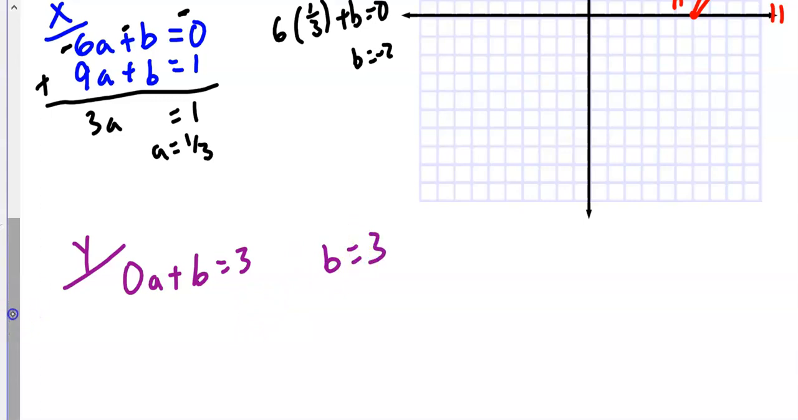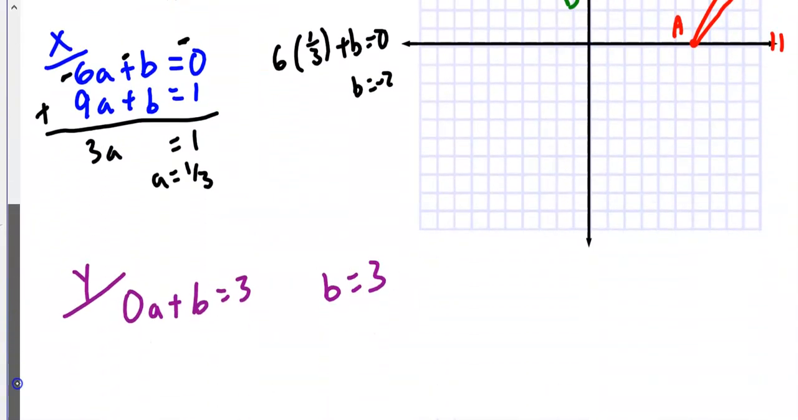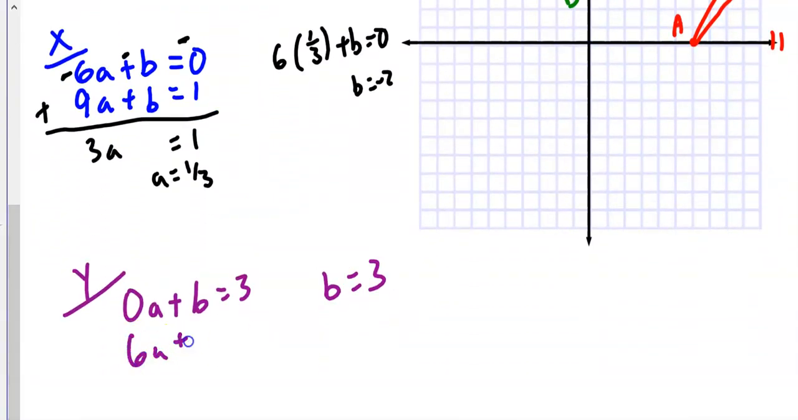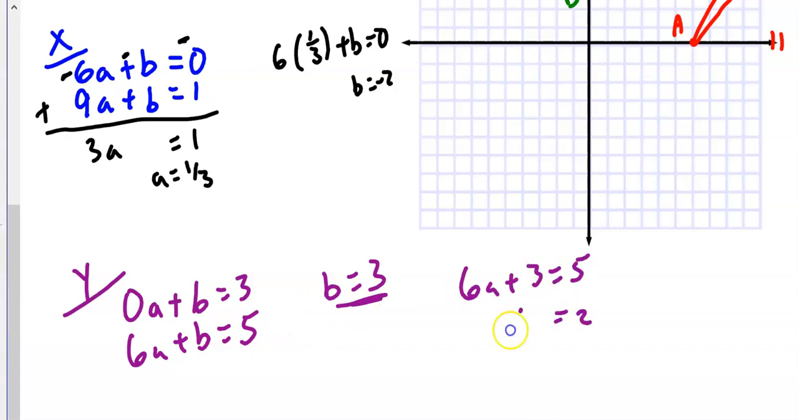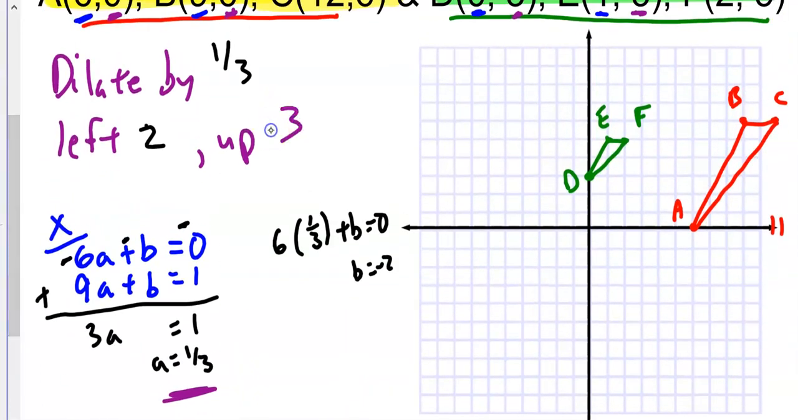Okay, but let's talk about this just a little bit. Let's keep going. We need another y value. 6 times some dilation a plus b is going to equal 5. So 6a plus b equals 5. Well, since we know b already equals 3, plug it in and solve. And it hopefully should be a third. And guess what? It is. So my dilation is definitely a third. This means I'm moving my y values up 3.